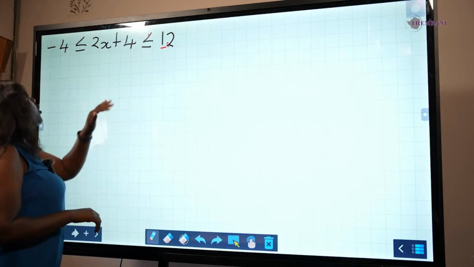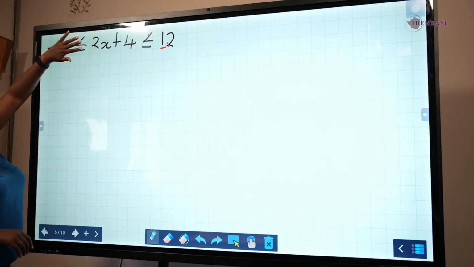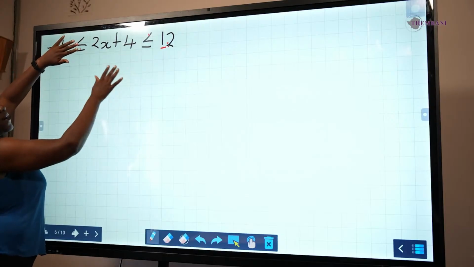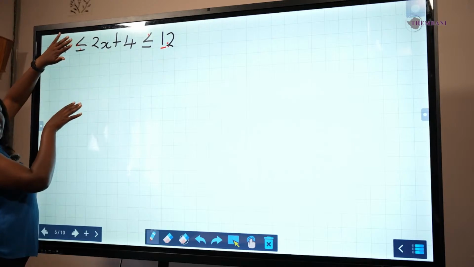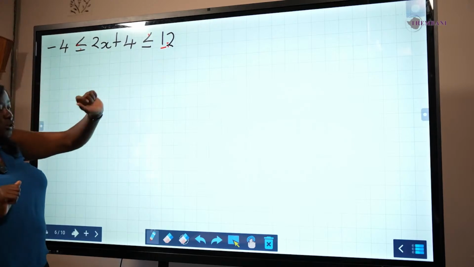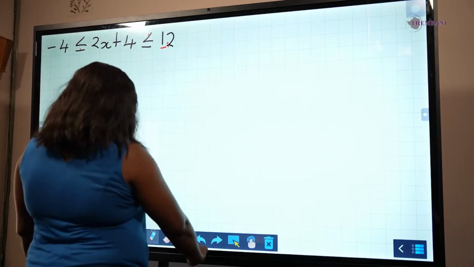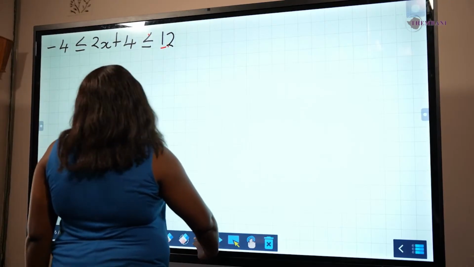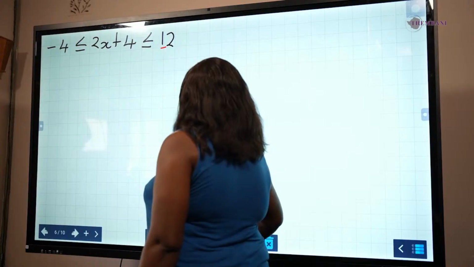When you are done, you close off the other inequality again. Then you focus on this part only. When you are done calculating, you then come back to your question and simplify what is given.